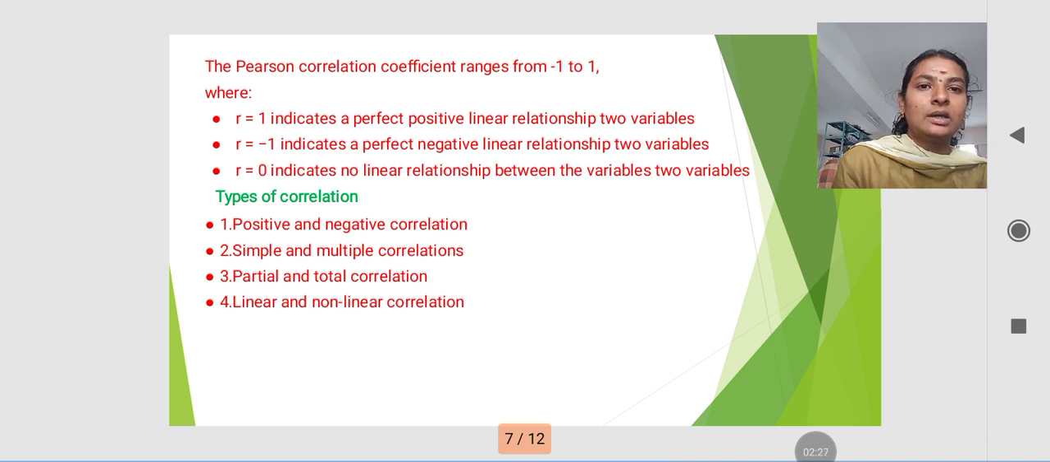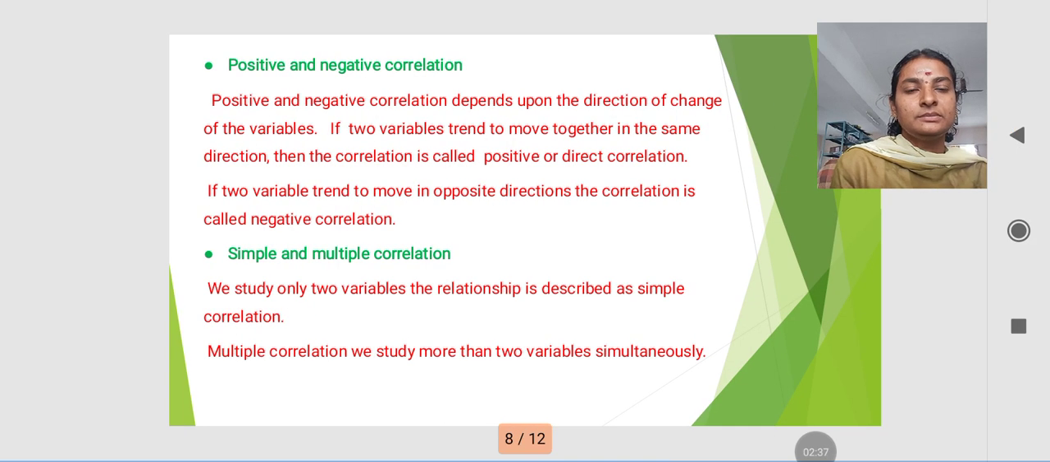Types of correlation: the first is positive and negative correlation. The second one is simple and multiple correlation. The third one is partial and total correlation. The fourth one is linear and non-linear correlation. Positive or negative correlation depends upon the direction of change of the variables. If the two variables tend to move together in the same direction, then the correlation is called positive correlation. If the two variables tend to move in opposite directions, the correlation is called negative correlation.